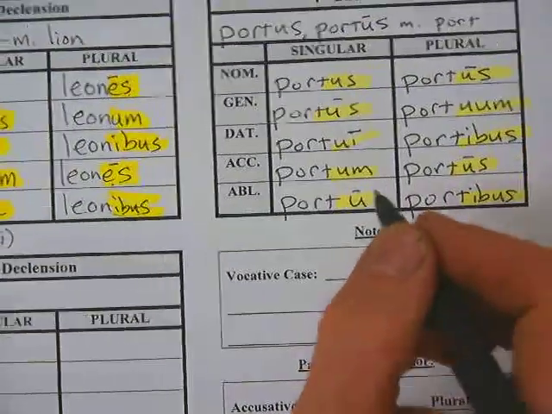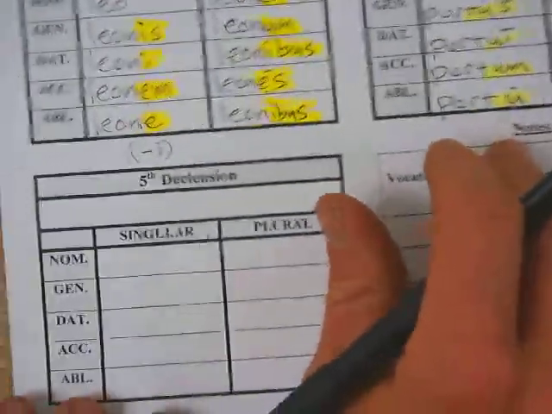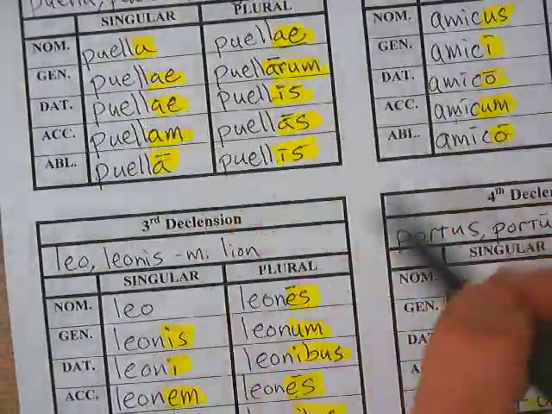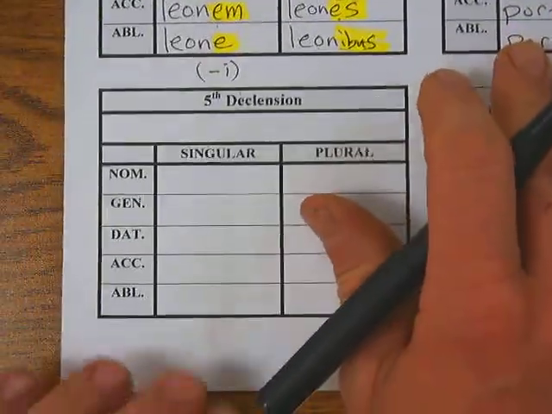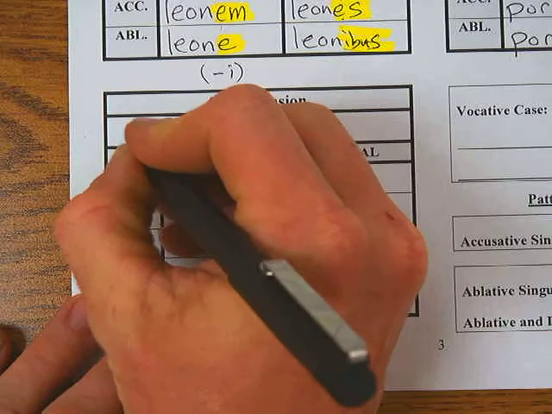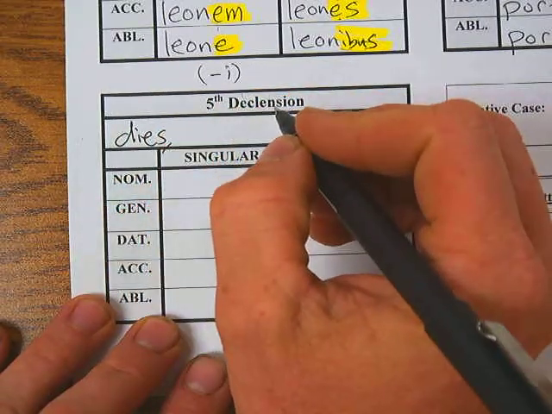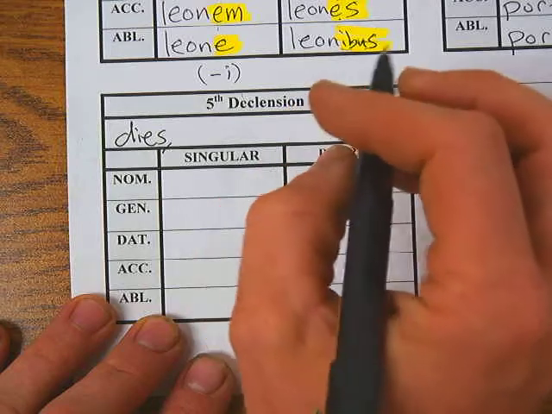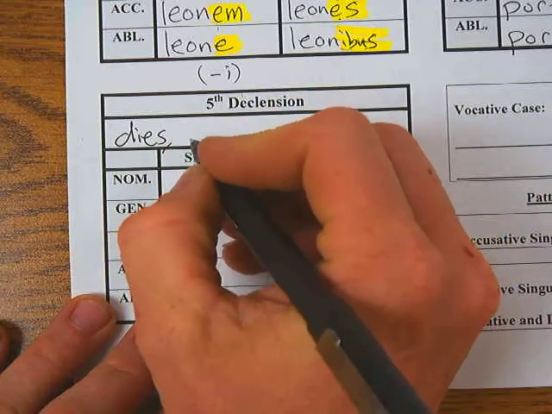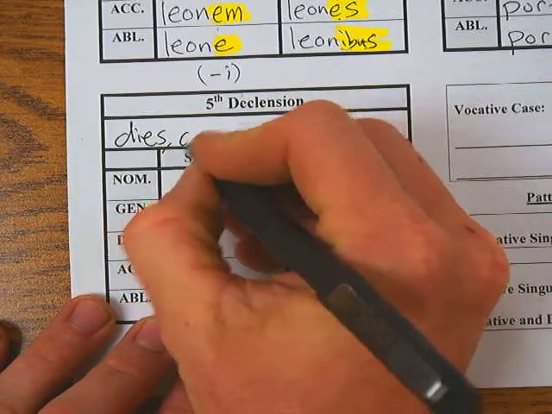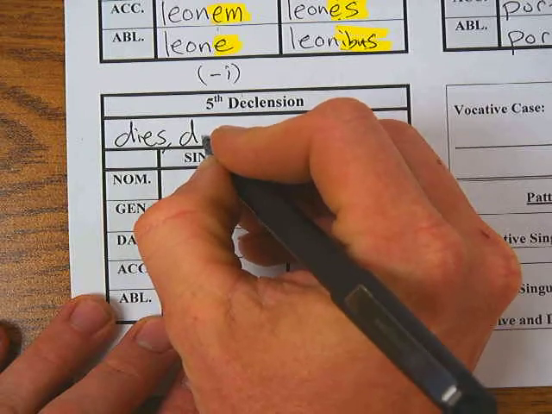We are doing the fifth declension now, the last one. And like the fourth declension, there's not a whole lot of nouns that are fifth declension compared to the first three, but there's some important ones. So we're going to do dies, very important word, day.